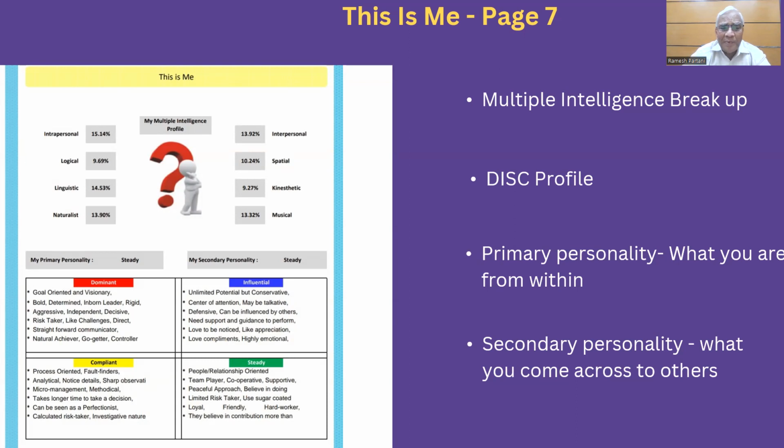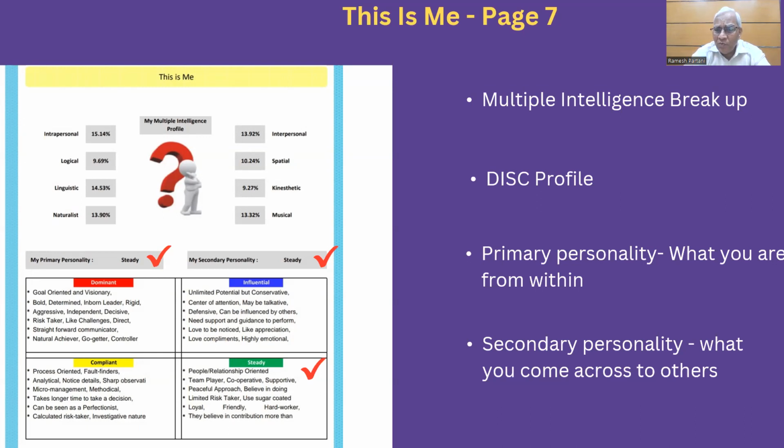Coming to the lower part, his primary personality is steady. His secondary personality is also steady. In your report, these two may be same, may be different. Now, primary personality is what the child is from within, actually. And secondary personality is what the child comes across as in his behavior with others, how others see him. So in this case, both his primary and secondary personalities are steady, and steady is therefore on the right side bottom. So this child's personality is people or relationship oriented, team player, cooperative, supportive, peaceful approach, limited risk taker, uses sugar-coated language, sweet way of speaking, loyal, friendly, hardworking. This is generally the personality of this child. In your report, it may be different. So please accordingly understand the personality of your child.